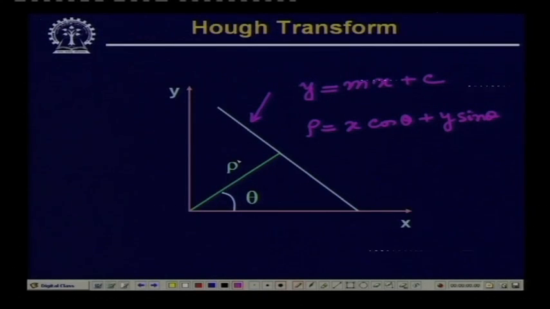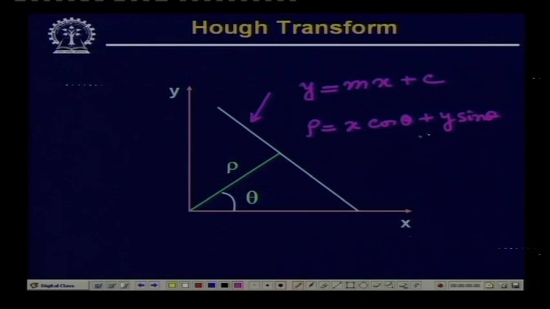What is rho? Rho is the length of the perpendicular. It is the length of the perpendicular dropped on the straight line drawn from the origin of the xy plane, and theta is the angle made by this perpendicular with the x axis.